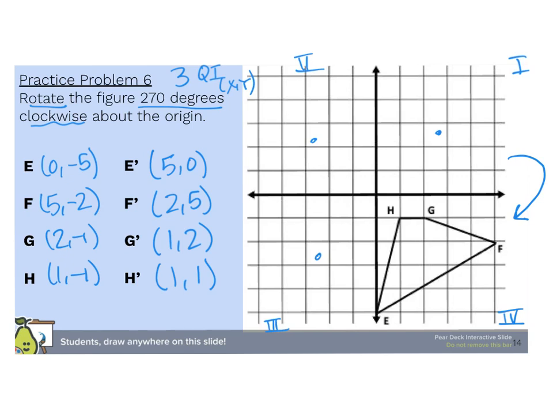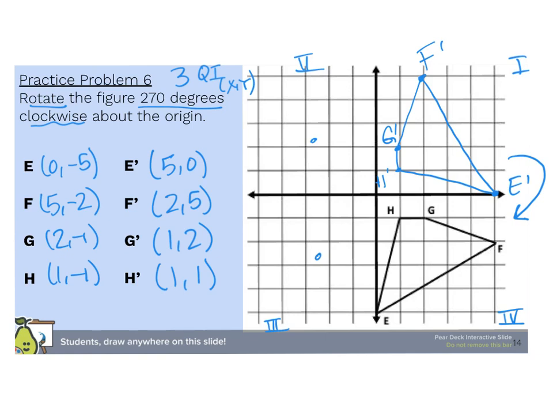So now I graph it. Let me erase this little point so it's not in the way. All right, so now we put it on the graph. So (5, 0), E prime, (2, 5), F prime, (1, 2), and (1, 1). So the shape is now here, facing this direction.